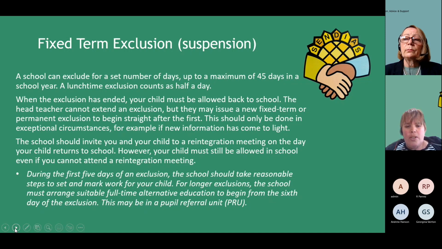The school should invite you and your child to a reintegration meeting on the day that your child returns to school. But your child must still be allowed in school even if they cannot attend the reintegration meeting. During the first 5 days of exclusion, the school should take reasonable steps to set and mark work for your child. For longer exclusions, the school must arrange suitable full-time alternative education from the 6th day of exclusion. So this could be a pupil referral unit or other alternative provision, but they must give work for the child to do.